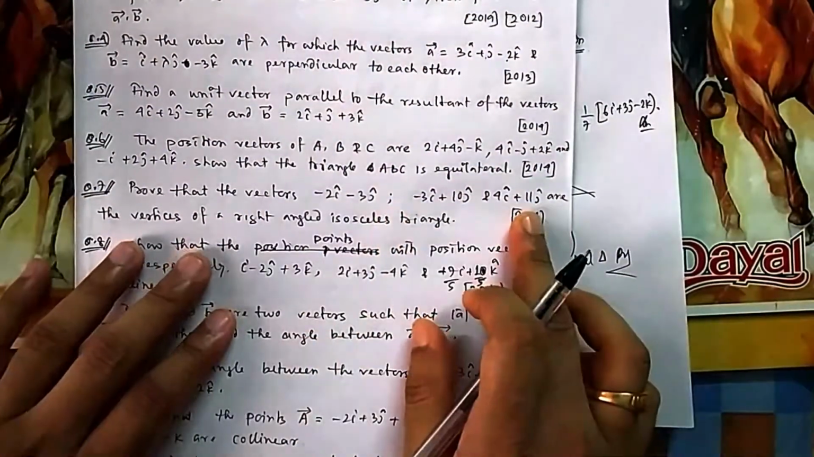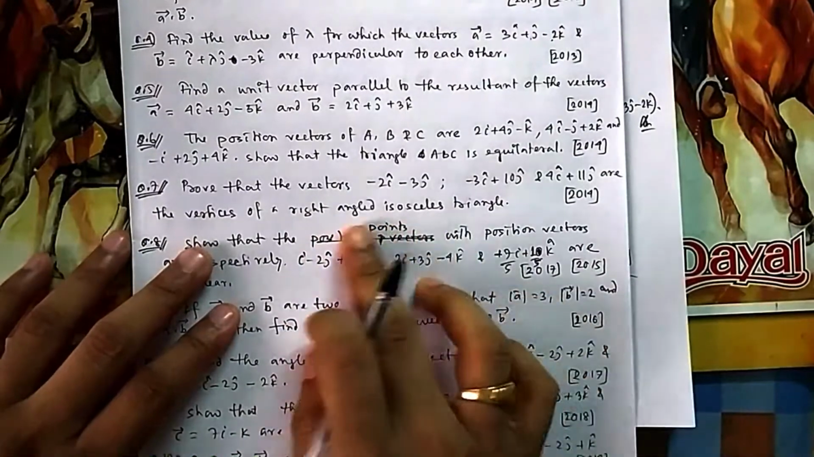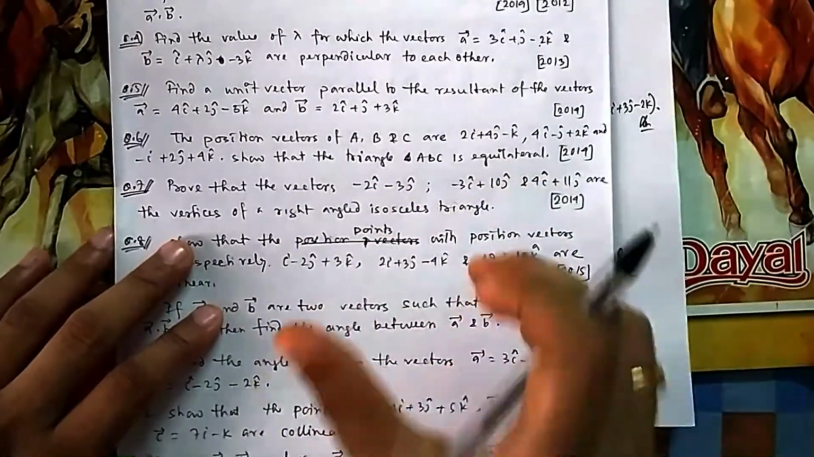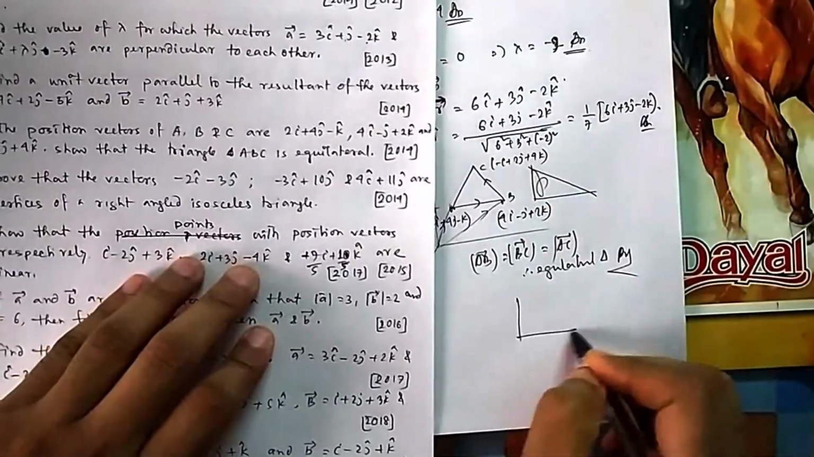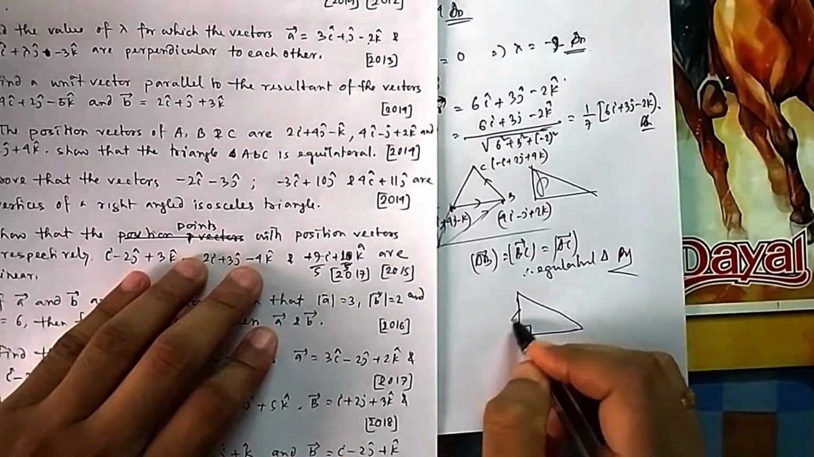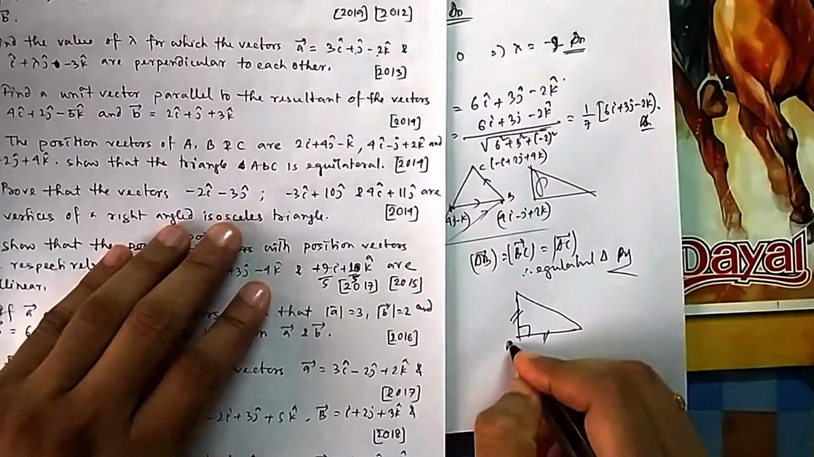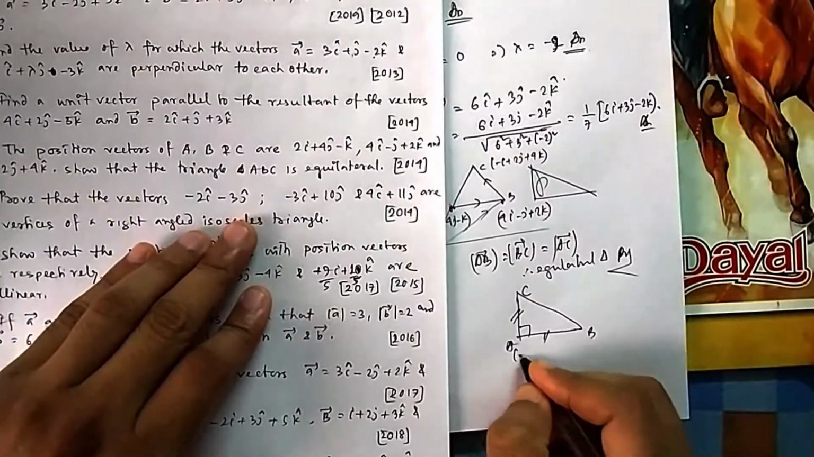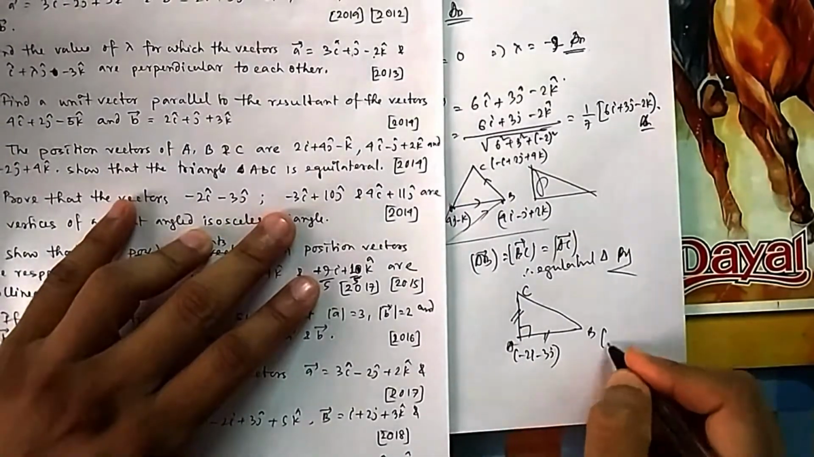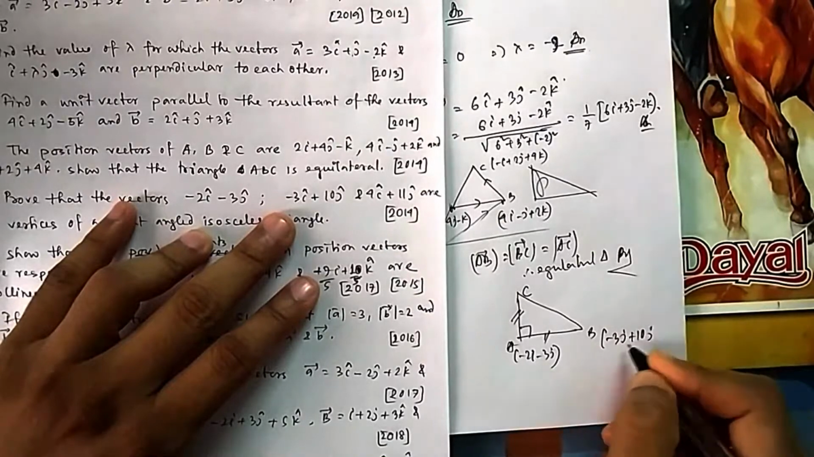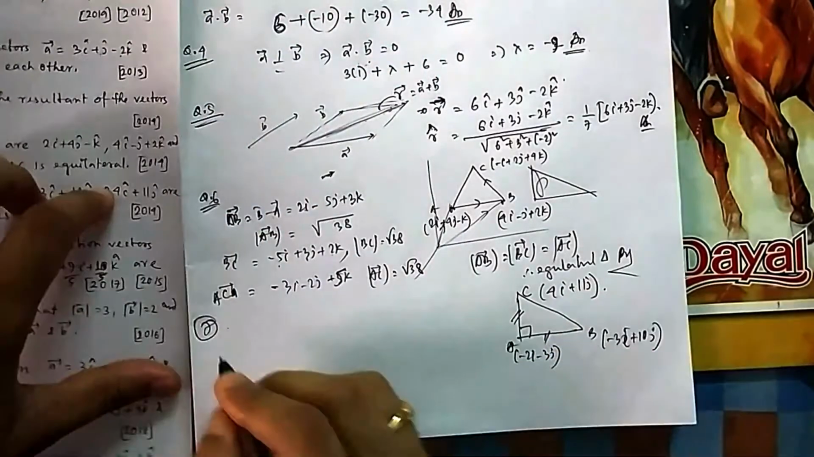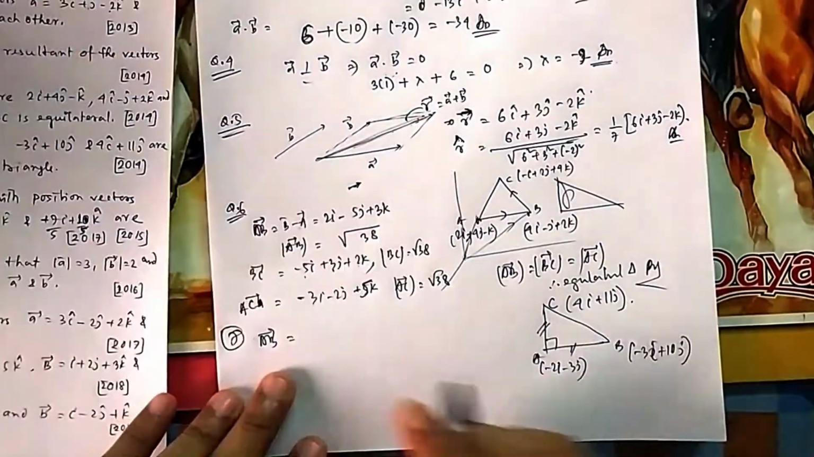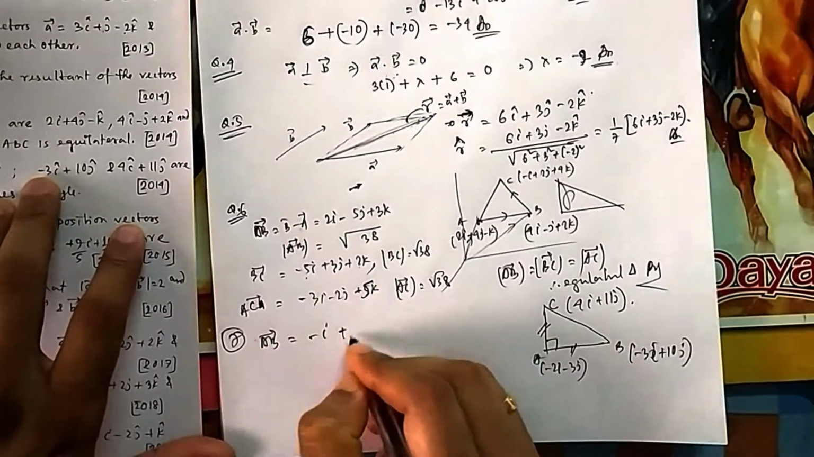Now if you come to question number 7, these are the vertices of a right angle isosceles triangle. Again these are the points. It should be right angled and isosceles, that means one angle should be 90 degrees and two sides should be equal. So if I name it ABC, again in the same way, the points are given. If you calculate your AB vector, this minus this, it will be minus i plus 7j.